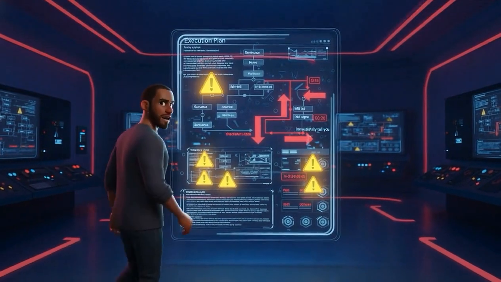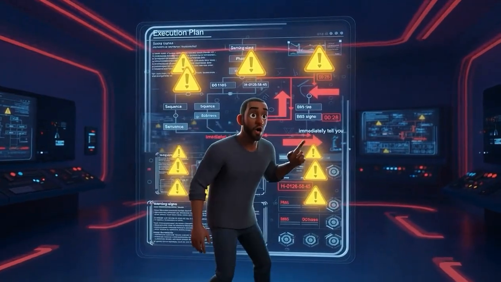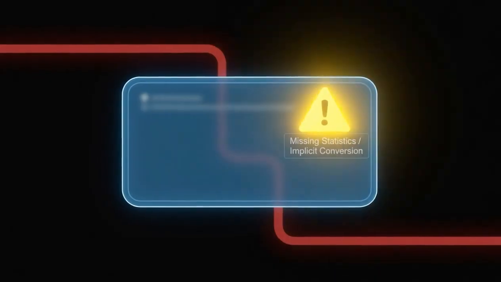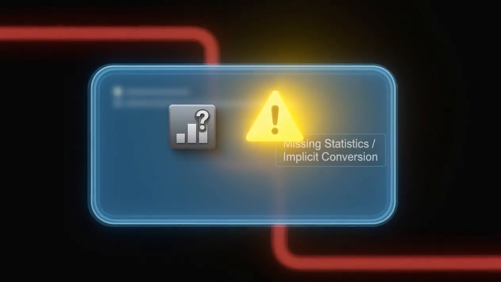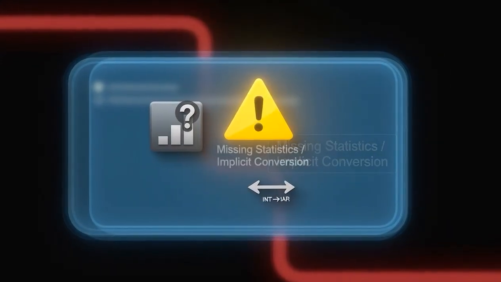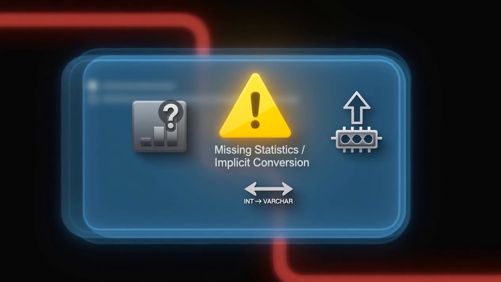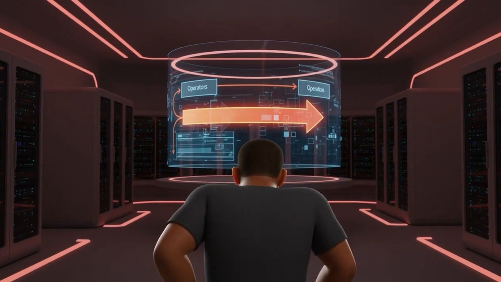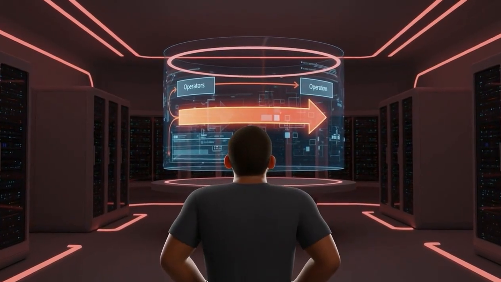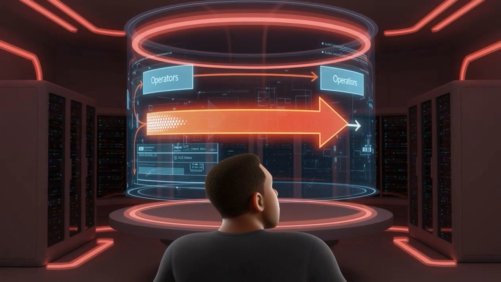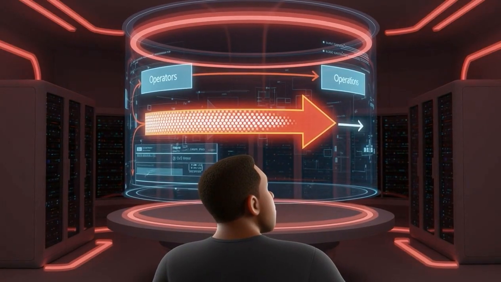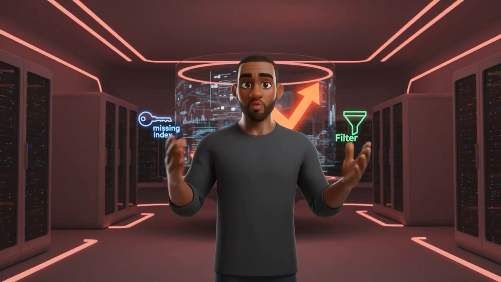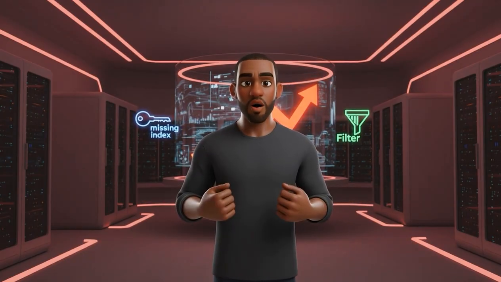Now let's talk about the warning signs that immediately tell you a plan has a problem. Yellow warning triangles on operators indicate SQL Server has detected an issue: missing statistics, implicit data type conversions, or excessive memory grants. Always investigate yellow warnings. Fat arrows between operators indicate a large number of rows flowing through that step. If the arrows going into an operator are much fatter than you'd expect, it suggests more rows are being processed than necessary, often pointing to a missing index or a filtering problem.